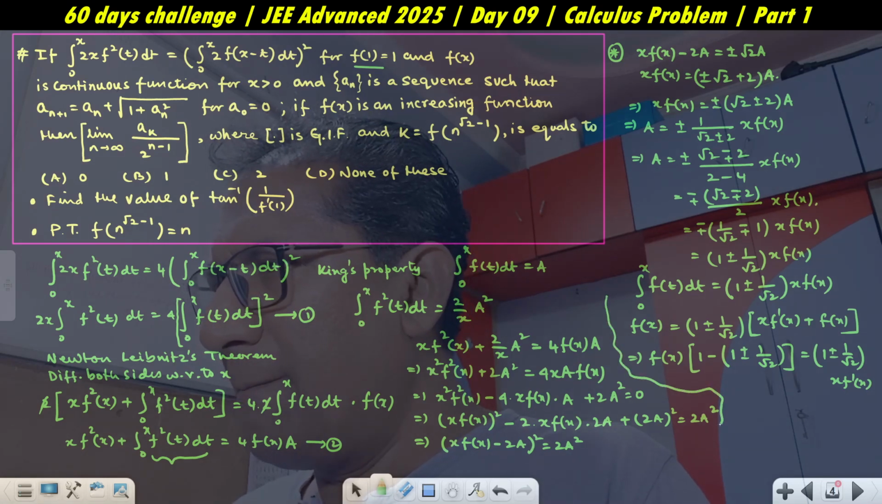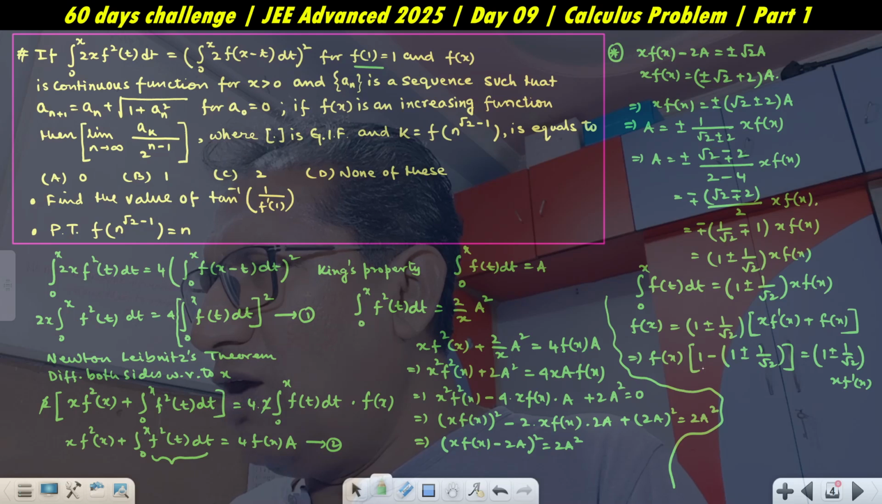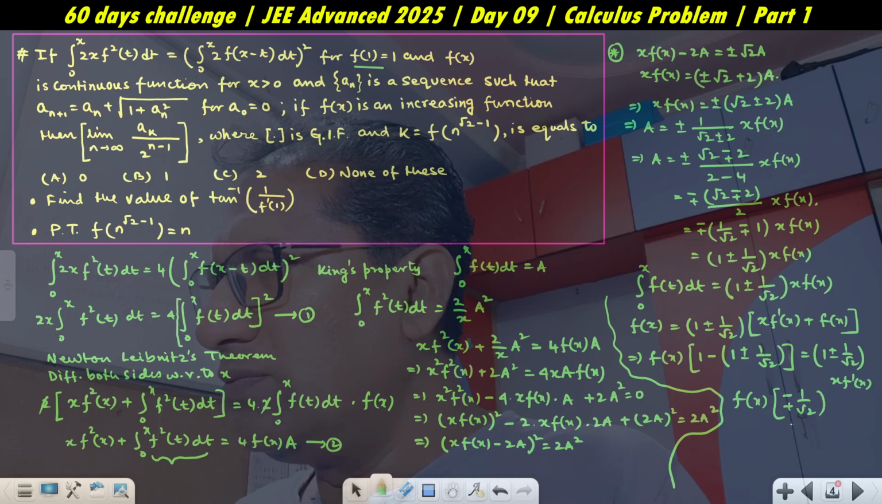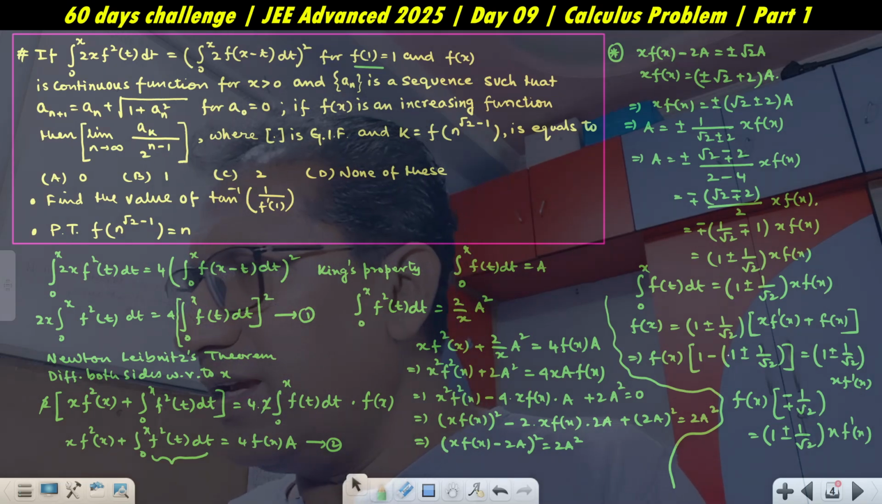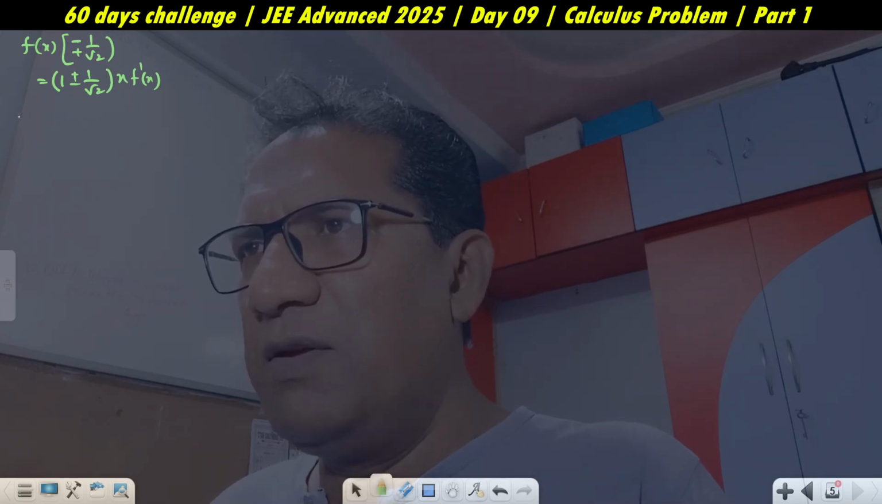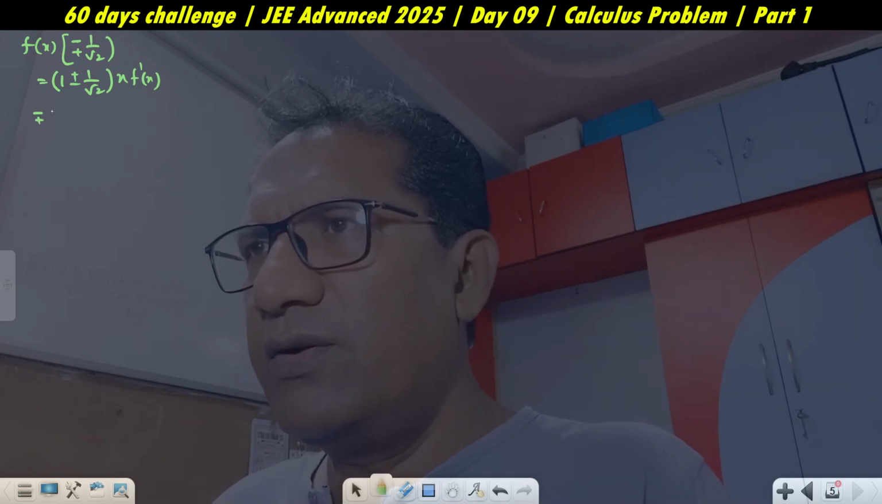Is it clear? So now this thing will give us f(x). It is just a simple calculation, nothing else. So this is minus plus 1 over root 2 equals to 1 plus minus 1 over root 2 x f dash x, right? Let me just copy this thing in our next page. So we are having this. So from here we can write, let me just simplify a little bit. This is minus plus, you can write it as 1.